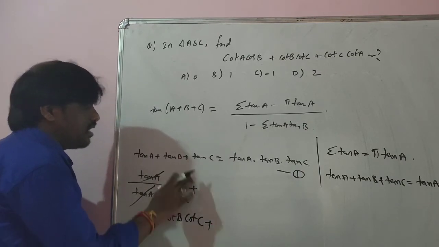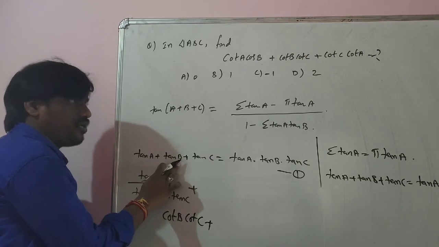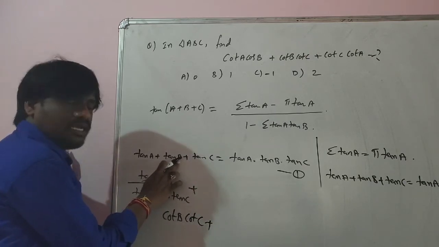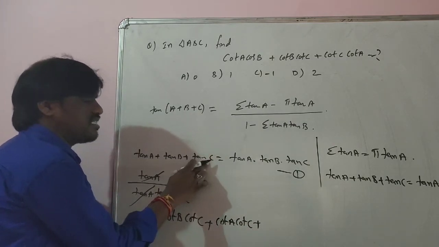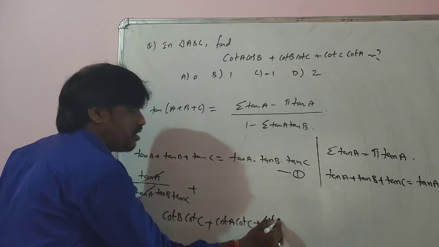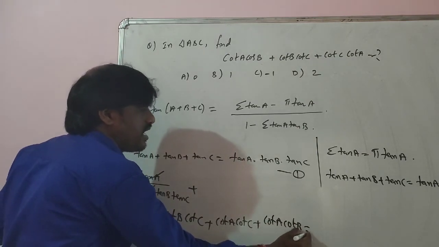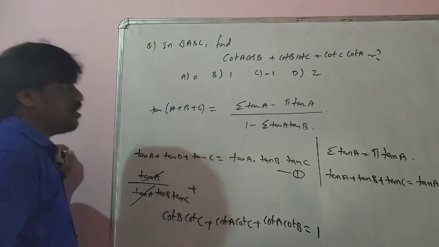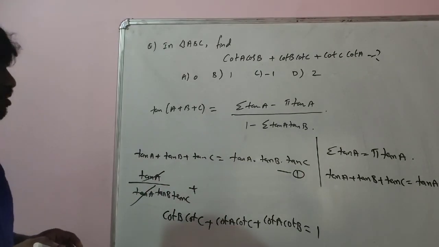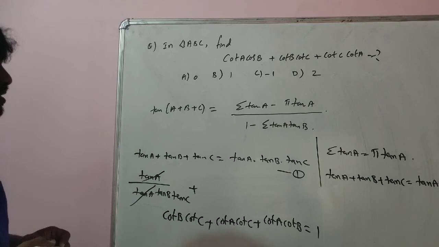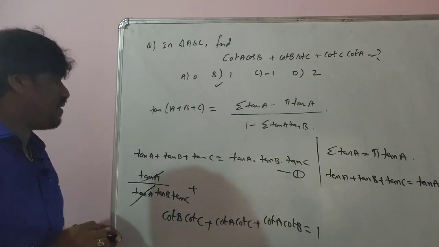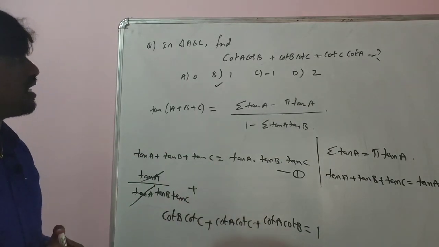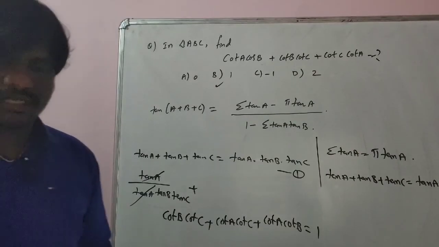Likewise you are going to get here also. Here, B cancels out, so I get cot A cot C. And here if I divide, C cancels out, and I get cot A cot B. And when I divide the other side, I am going to get 1. So cot A cot B plus cot B cot C plus cot C cot A, that value is 1. 1 is the answer here. Hope you understand: when you divide by tan A tan B tan C, you get this answer. Let us go for the next question.